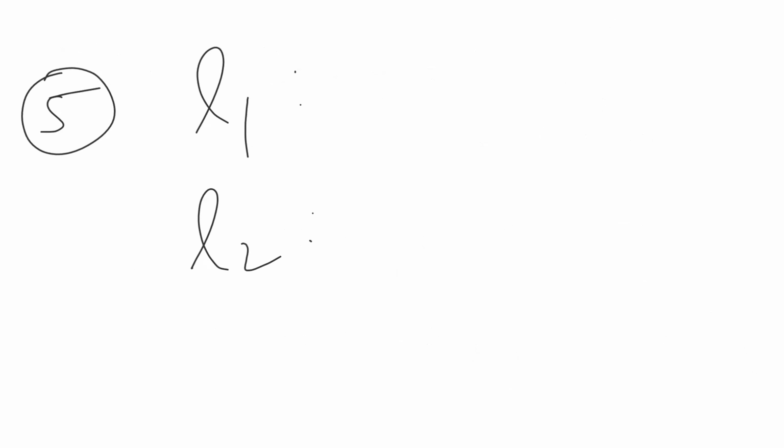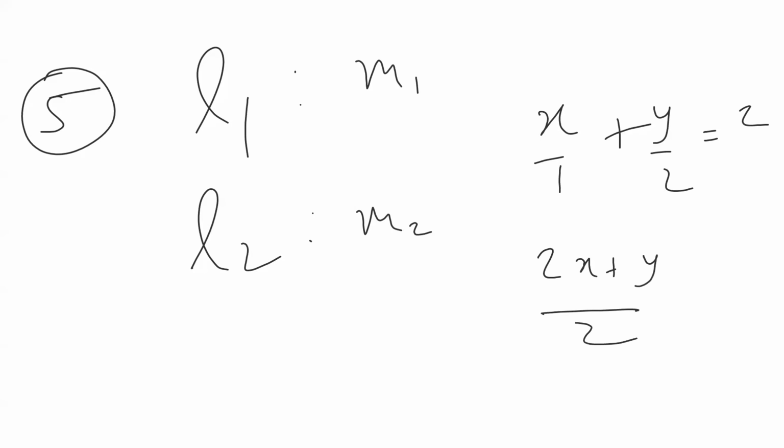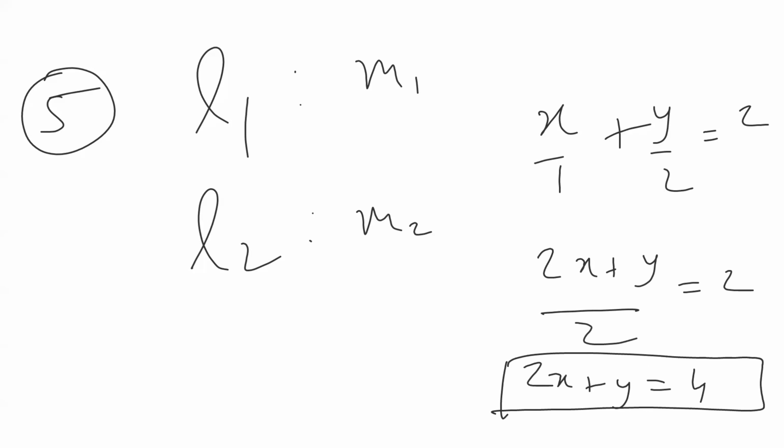Get the respective slopes, M1 and M2. For getting M1 and M2, you can use general format, simplify the lines, get them into general format. For example, I can see one line in question number 6 like this is equal to 2. So get it in general format. 2x plus y upon 2 is equal to 2. So 2x plus y is equal to 4. From this, you can calculate the slope very easily. Minus a by b.